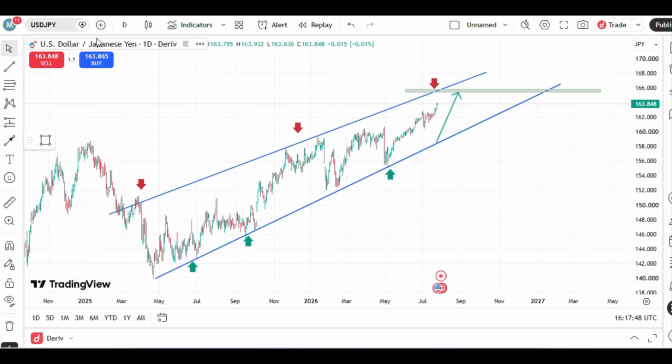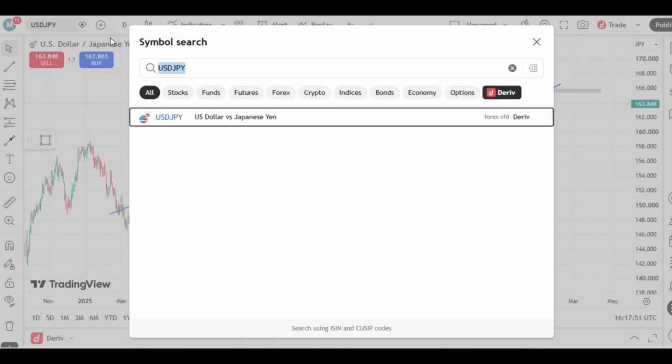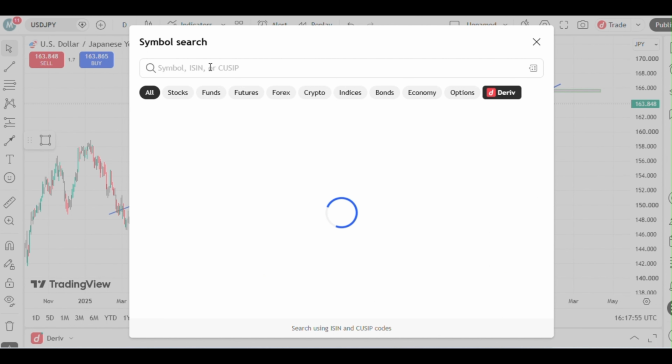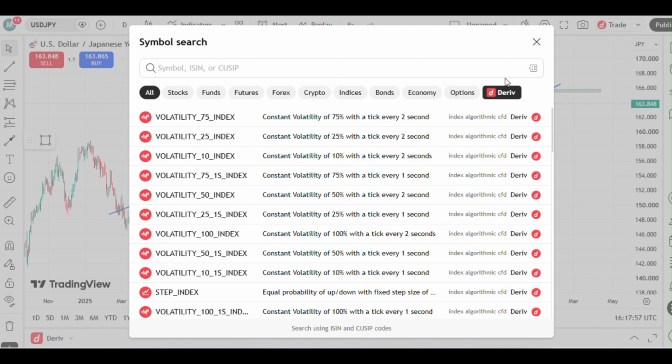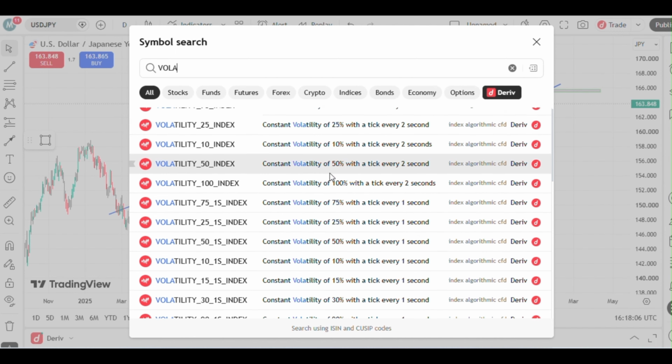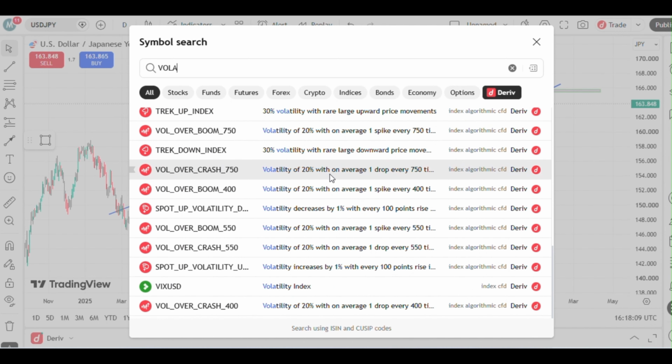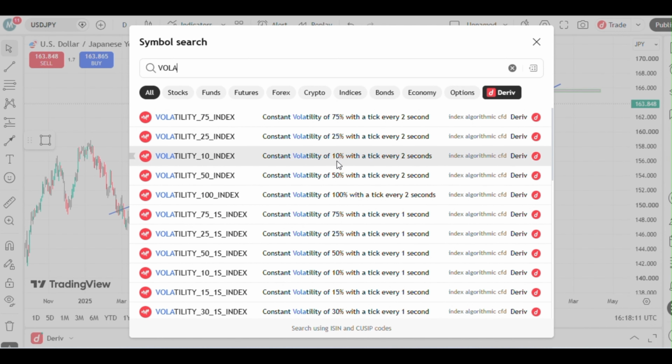So let's go here, and I want to show you various elements that are traded in Deriv. As you can see here, we have Deriv. This is our broker. We can write here volatility, and all these volatilities you can trade every time, and these are not simulated by the broker. They are not controlled by the broker or the person behind the computer.